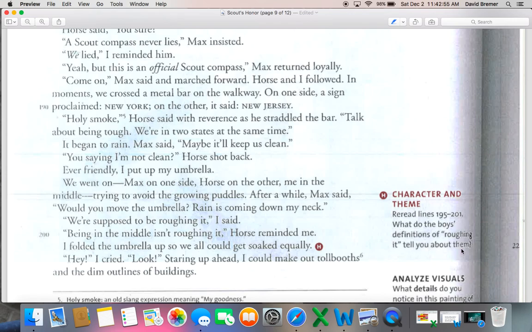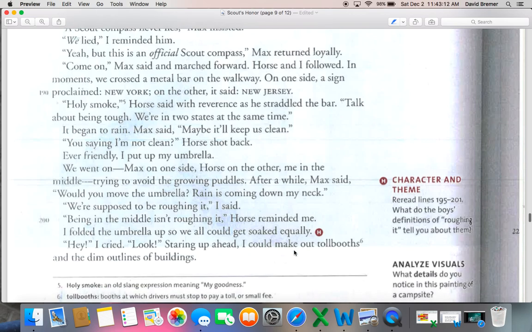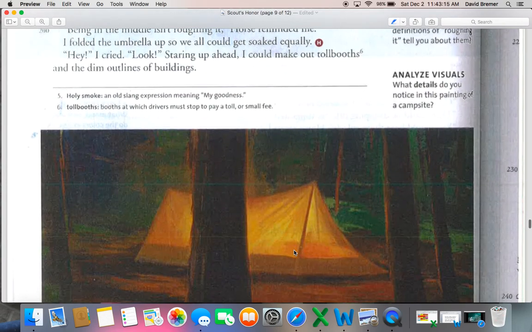Now, the boys' definition of roughing it seems to be going without, possibly without food. Obviously, if one person gets wet, everybody gets wet. I don't really know if they understand what roughing it means, but in their eyes, it means just kind of being miserable, it sounds like.